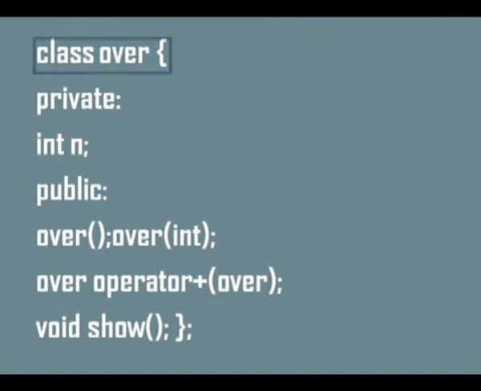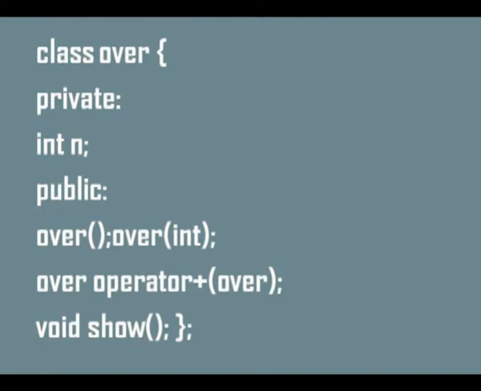You have the over class, you are having a private data member n of type integer. It is the same program that we had used for the unary operator, but here we are going to have two objects. The same two types of constructors, one with an argument, one without an argument.